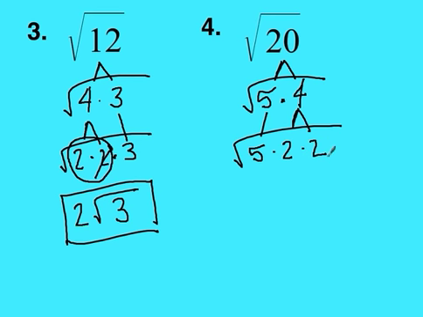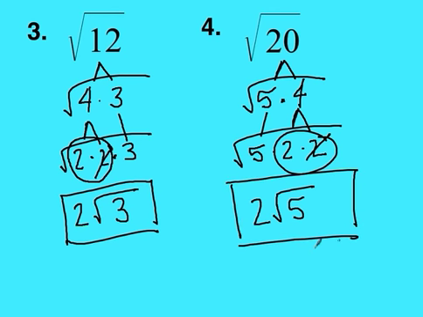with the factor tree. And so now I want to see if I can make pairs. So I've got two numbers that are the same. I'm going to circle those, write one down, cross the other out. I didn't do anything with 5, so it stays underneath the square root. So my answer would be 2 square roots of 5.